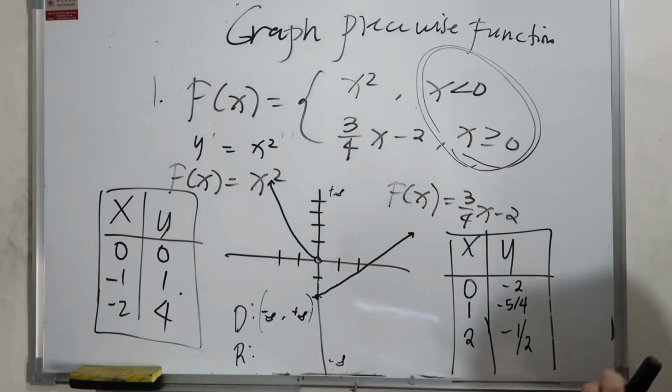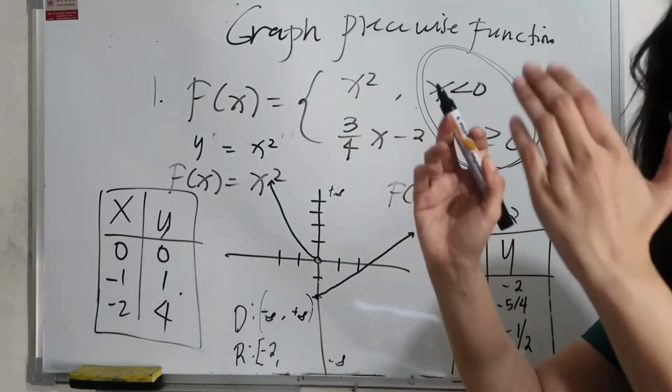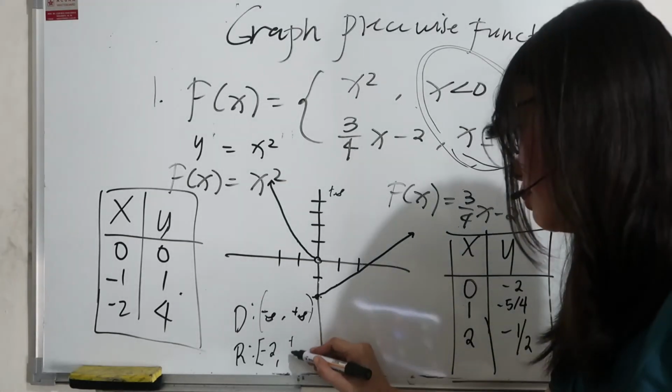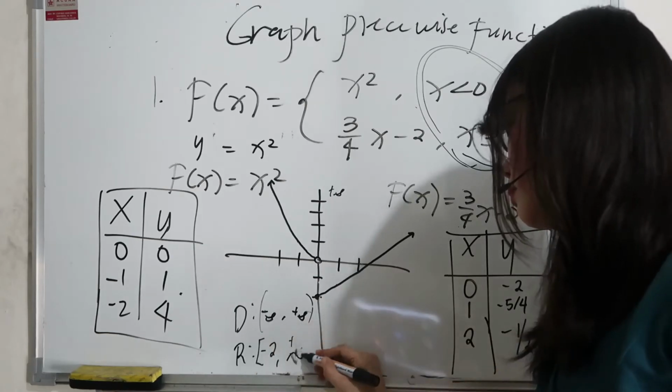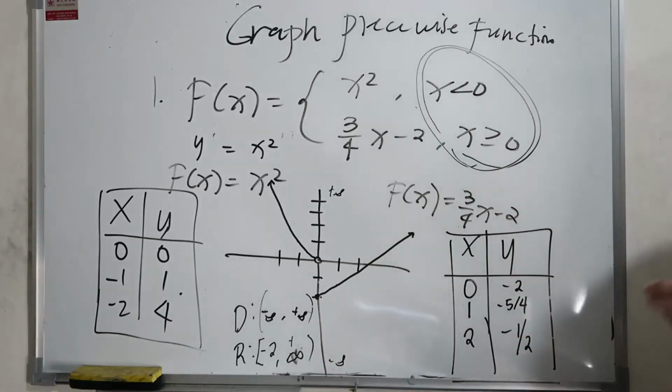It's the lowest value. So the lowest value is negative 2. Okay. So negative 2 going where? Going what direction? Is it upward or downward? Based on the graph. Okay, positive infinity. So that's how we graph a piecewise function.